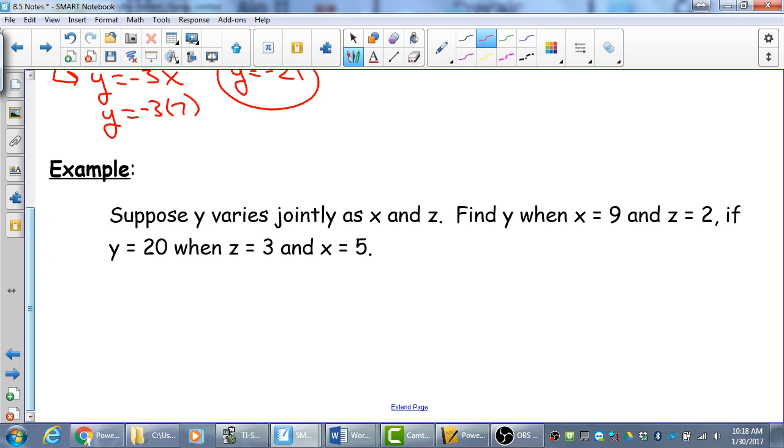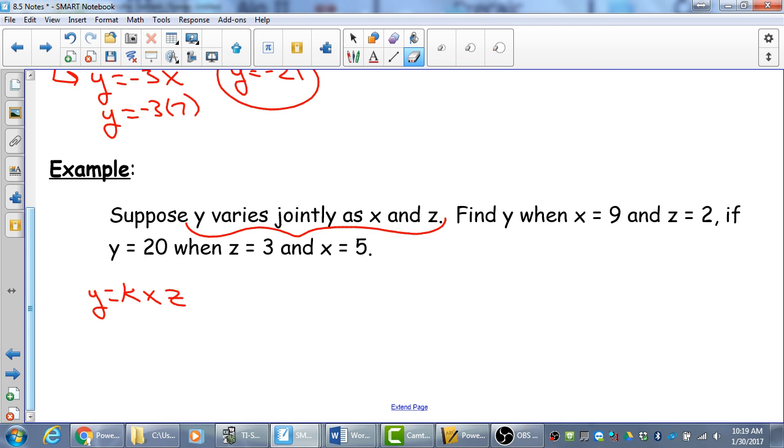Suppose y varies jointly as x and z. This right here is, well, it's the same thing. It's y equals kxz. So now what we're going to do is find the k and then use the k. Let's find it. When x is 9 and z is 2, find y. Oh, wait. Oh, well, they gave the information kind of backwards on this one. They want you to use the k, and then they give you information to find it. So we actually use the second set first in this case. They gave it to us a little differently.